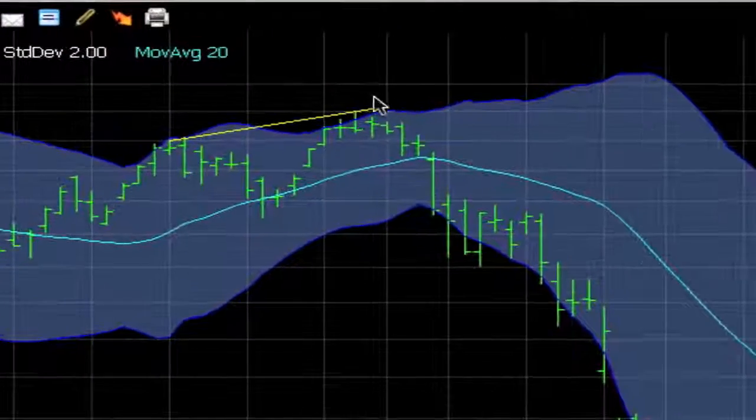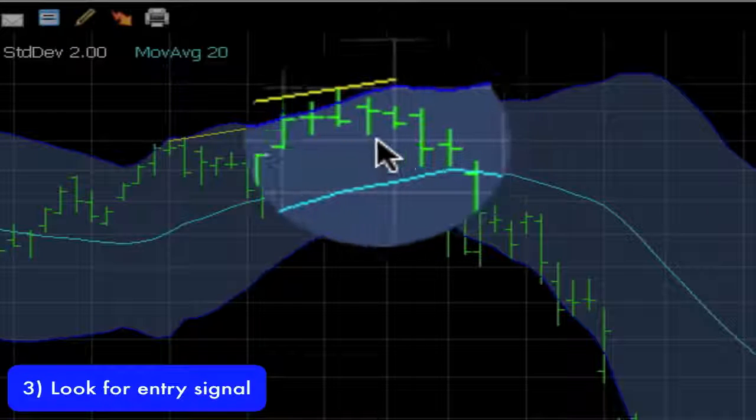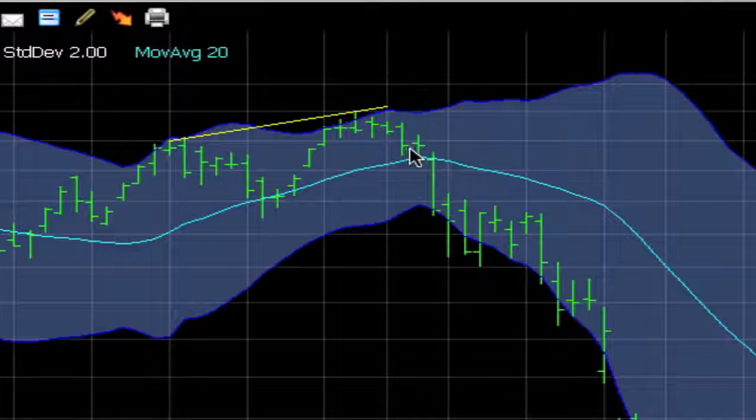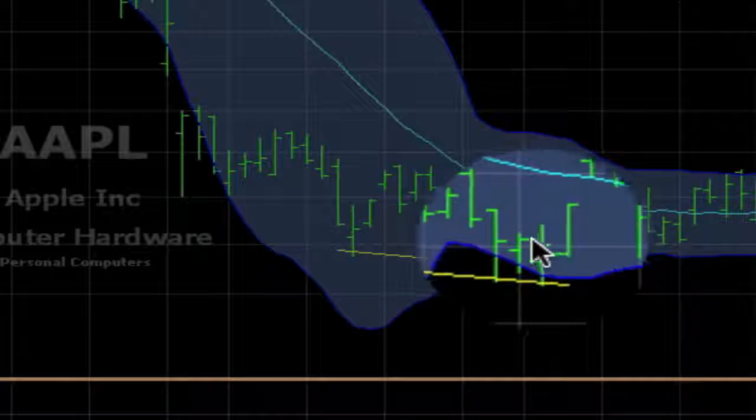Third, I'll be looking for the signal. Here I got a bar closing underneath the prior 3 lows. I can go short. Here I got a bar closing above the prior 3 bars.